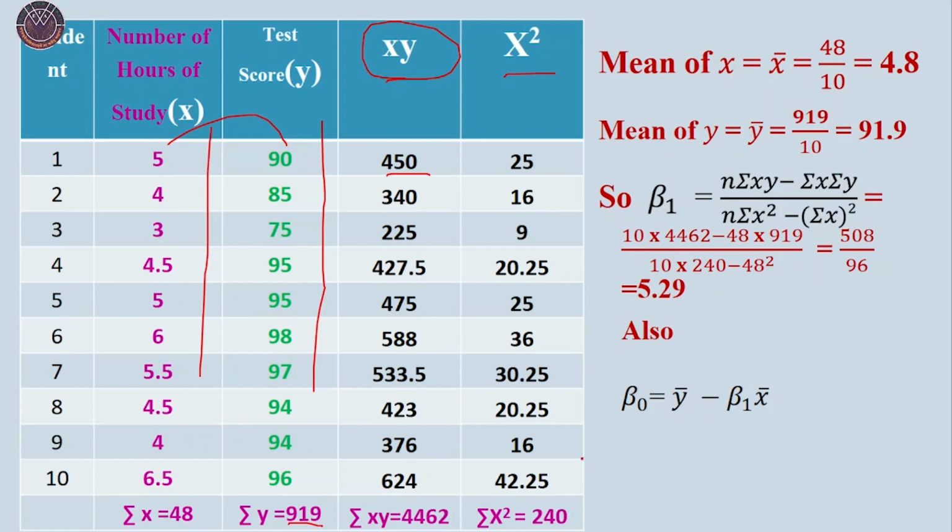Similarly, to get the value of beta 0, the formula is y bar minus beta 1 x bar. Putting the values, beta 0 is 91.9 minus 5.29 into 4.8. Substituting these values, we get beta 0 equal to 66.508.